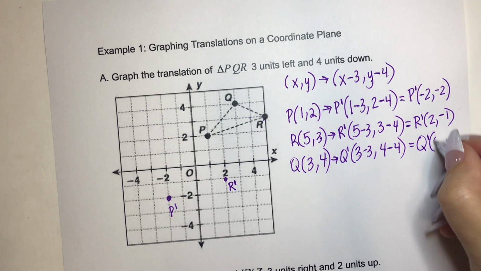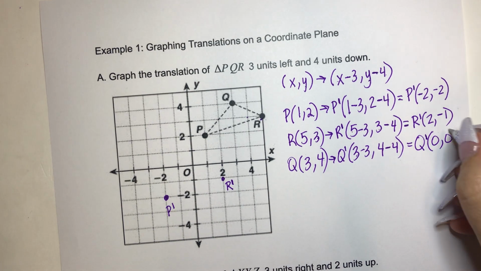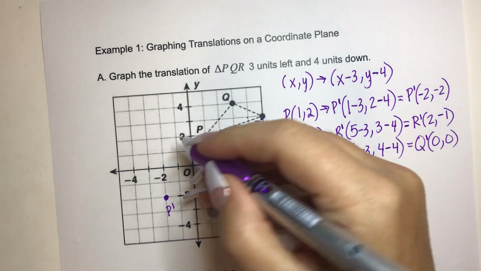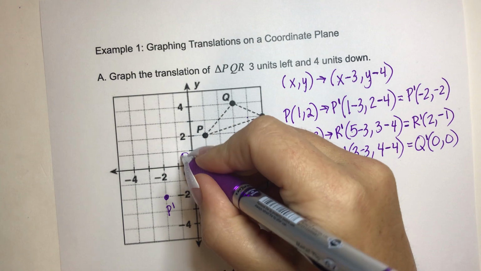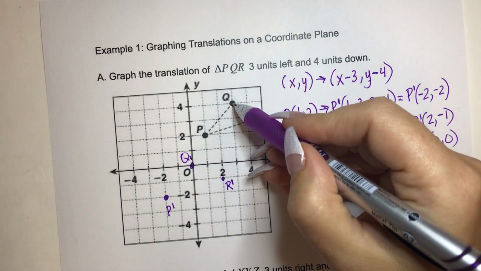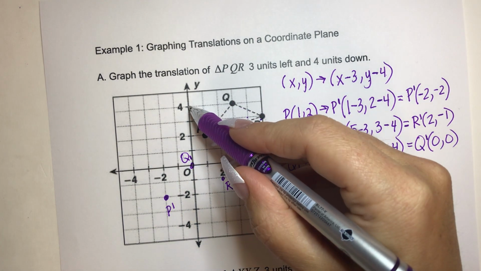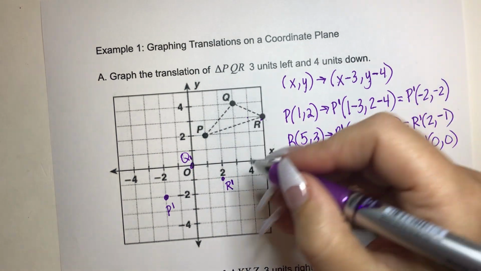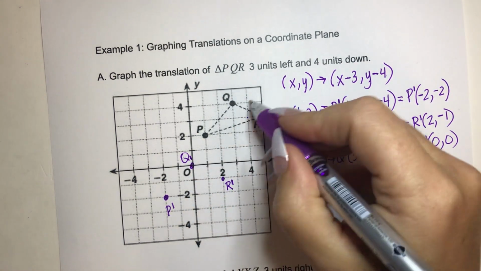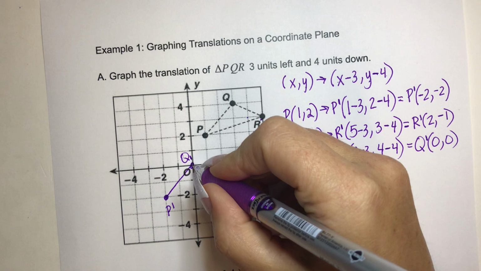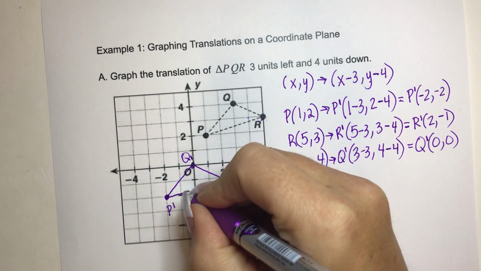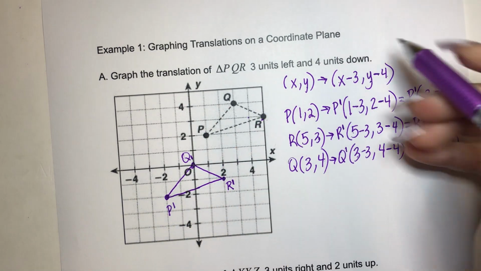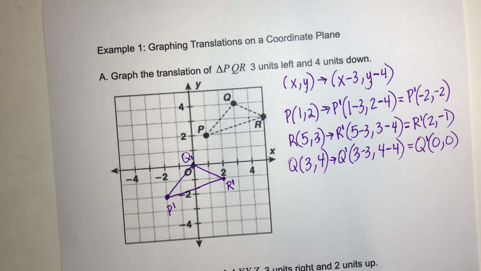3 take away 3 is 0. 4 take away 4 is 0. Boom. Q prime is (0, 0), right on the origin. Okay, and I can check, right, over 3, 1, 2, 3, down 4, 1, 2, 3, 4. And so this is where I started, and this is my image right here. This is what I ended up with after a translation of 3 units left and 4 units down.